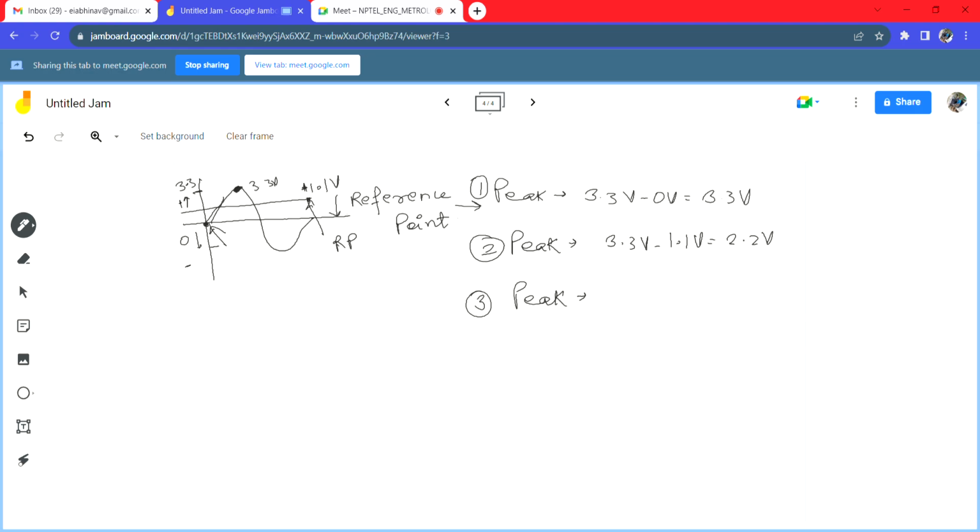If this is my reference point and this is minus 1.1 volt, now 3.3 volts minus 1.1 volts, so this becomes 4.4 volts. Now this same peak, when it is being measured from this point, will give you a value of 4.4 volts rather than 3.3 volts.